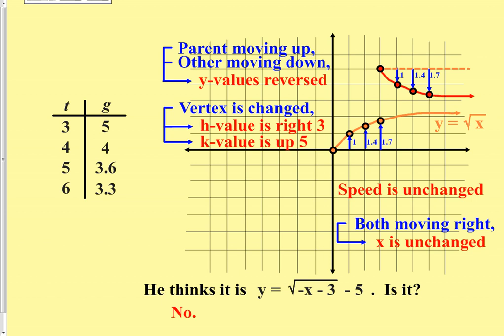So it appears that no, we disagree with the way he has this equation written. Instead he should have had the negative not under the radical with x, but outside of the radical so it could affect the y instead. And he did have a sign error on the k value. It should have been plus 5 to get that upwards shift.